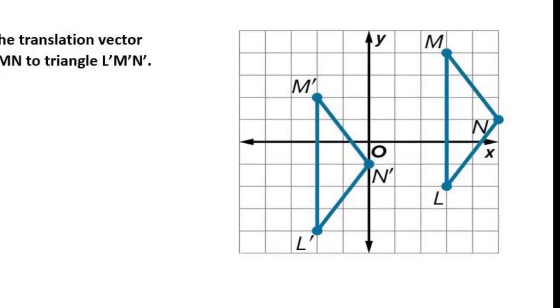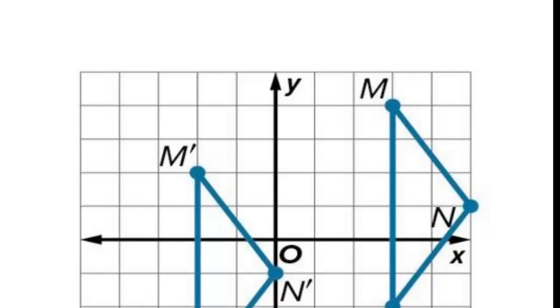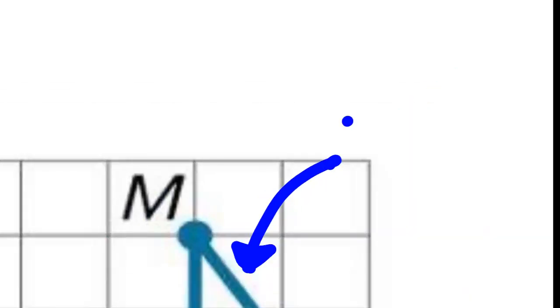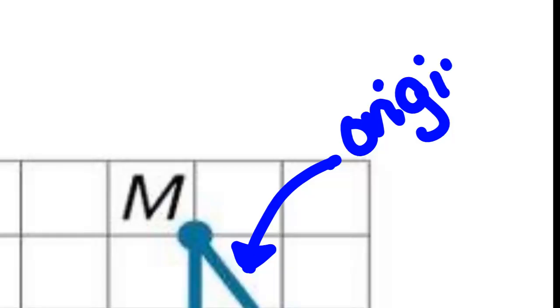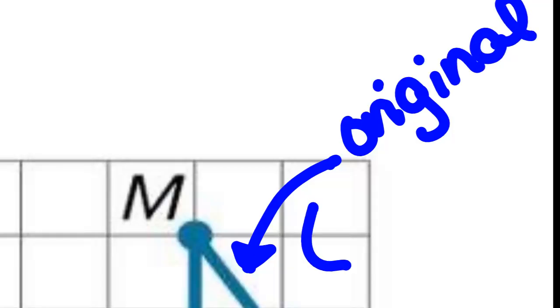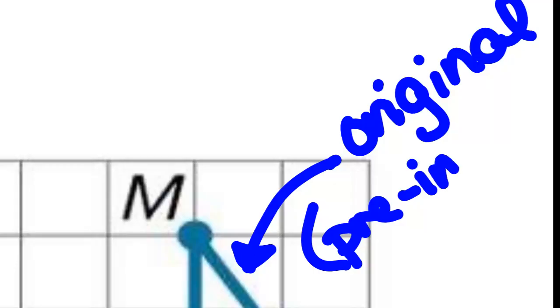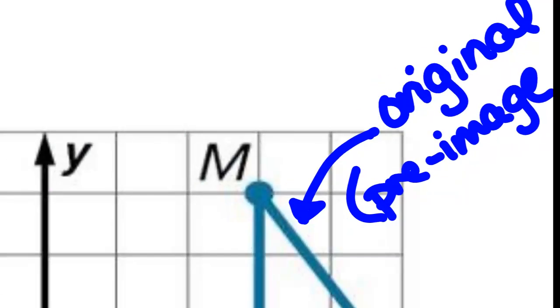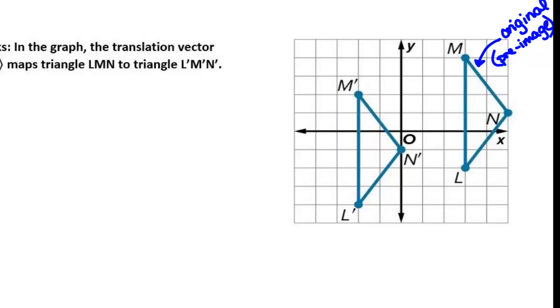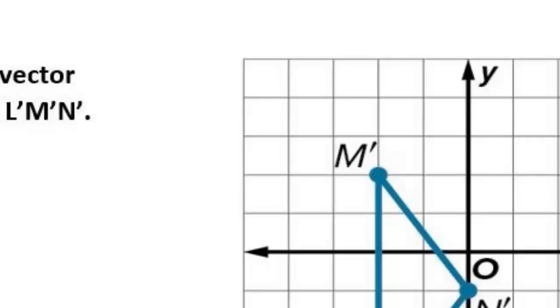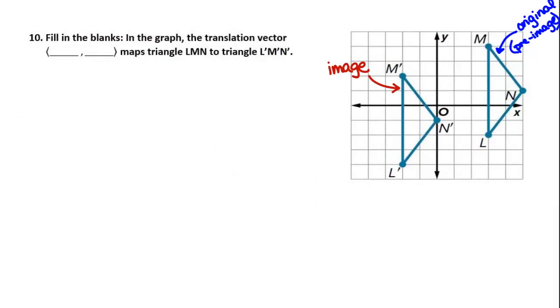Which figure does not have the primes on it? The one on the left or the one on the right? The one on the right. So the one on the right is my original figure. We call that the pre-image. And so the one on the left would be the image. And we need to figure out exactly how far each of those points moved.